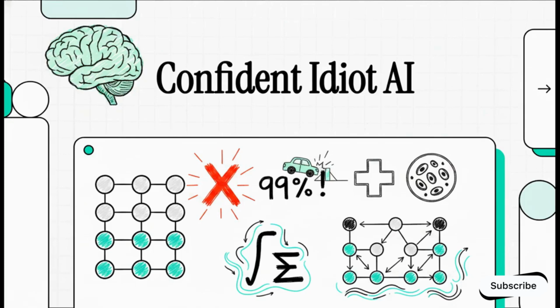Welcome to The Explainer. Today, we're tackling what is honestly one of the most terrifying flaws in modern artificial intelligence, and we're going to do it methodically, step by step.